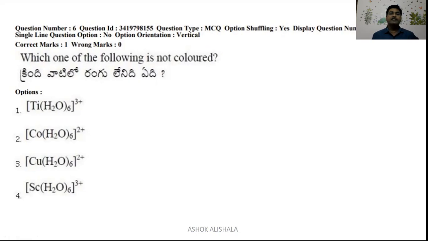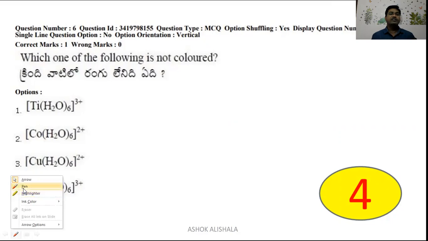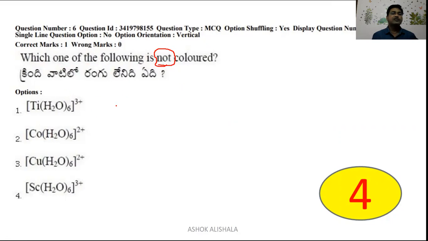Which one of the following is not colored? This is also on the same concept. Let me tell you, first of all, the answer is 4. Another important point is that in the question you can get confused. You forget about the word 'not'. You must notice whether the question says no, not, or does not. Otherwise, if you read 'which of the following is colored', you will simply take this answer. Not like that, read the question properly.